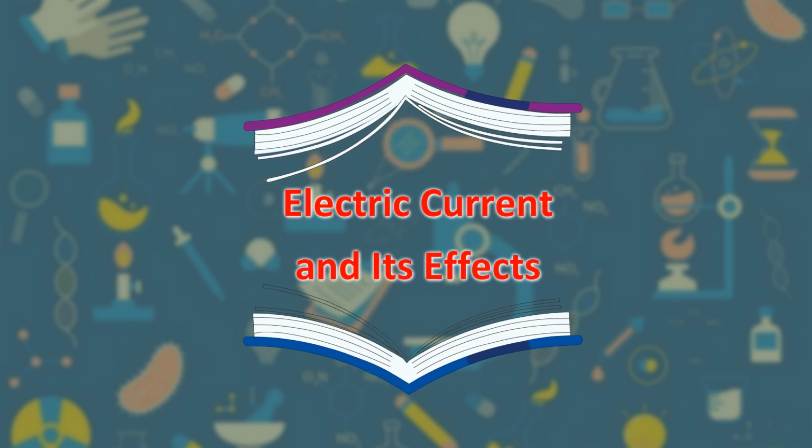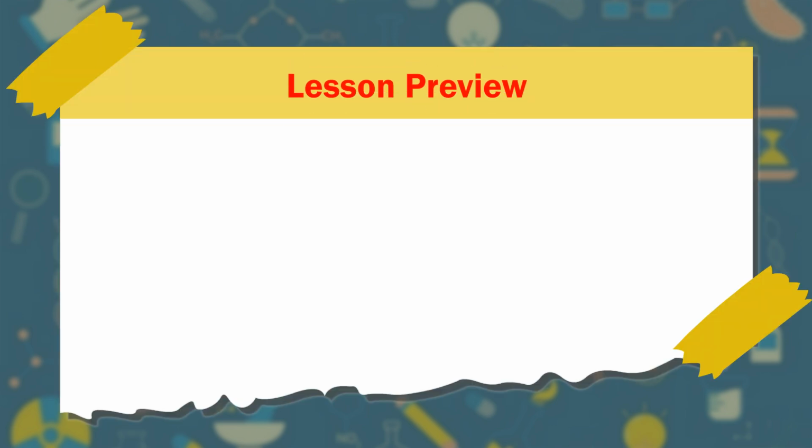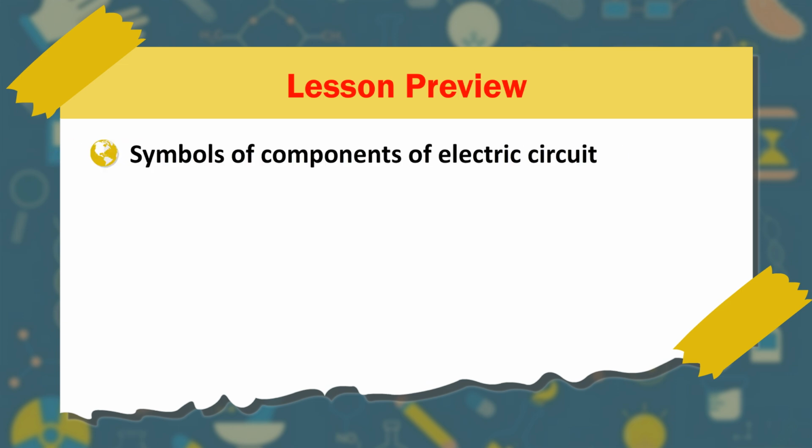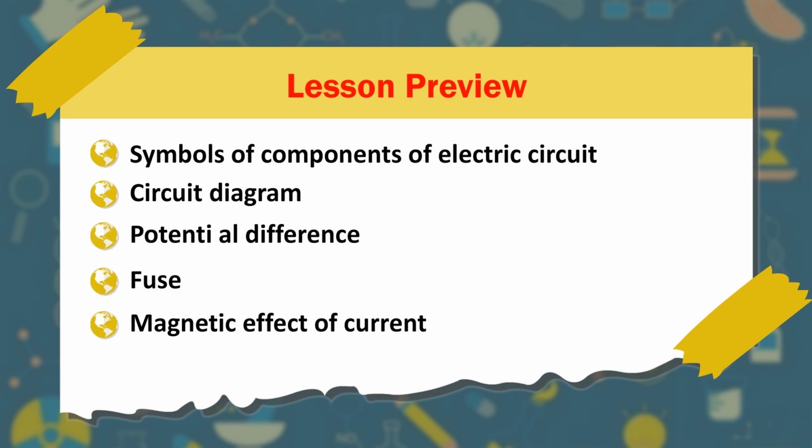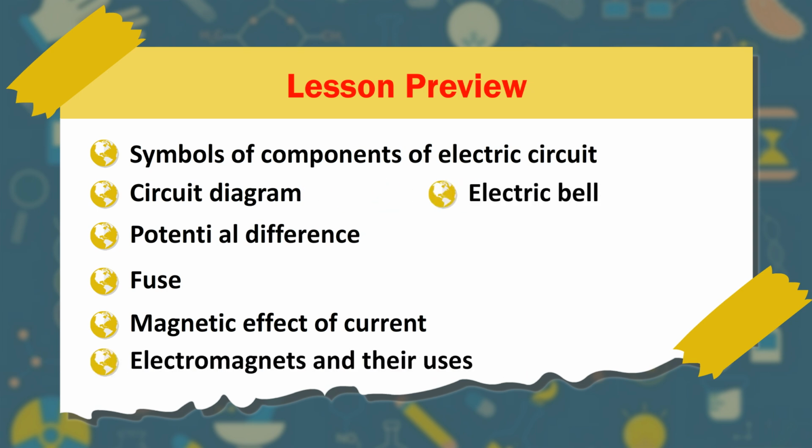Electric current and its effects. Lesson preview. Symbols of components of electric circuit. Circuit diagram. Potential difference. Fuse. Magnetic effect of current. Electromagnets and their uses. Electric bell.